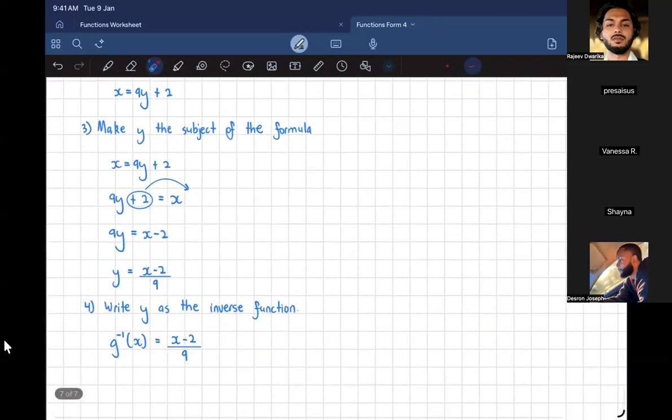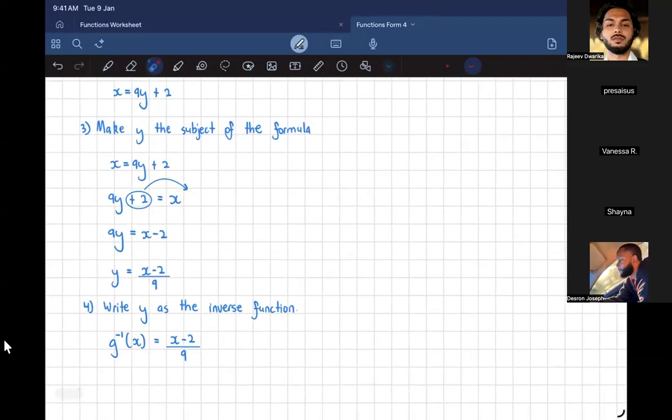And then the last step is to write y as the inverse function. Remember at the start, I had g of x. So now I'll write it as g inverse of x.